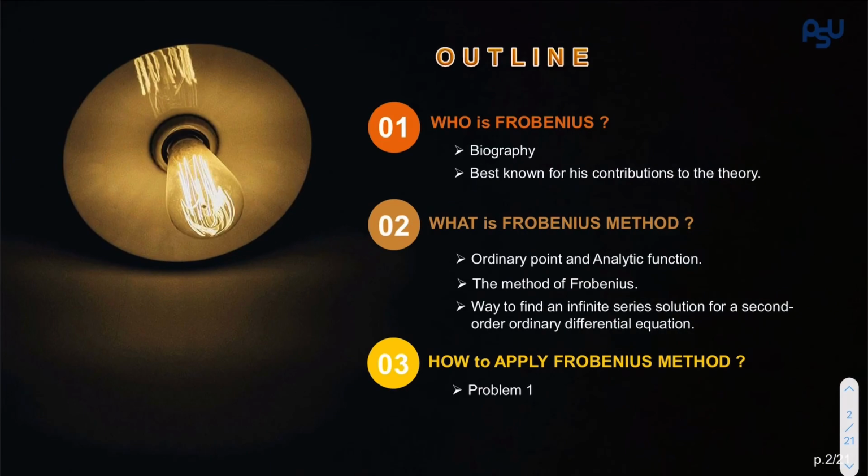Okay, in my presentation today, I'm going to explain Frobenius in three parts. Firstly, who is Frobenius? We talk about his biography and what he is known for in his contribution to the theory. And the second part, what is Frobenius' method? We talk about the ordinary point and analytic function, the method of Frobenius, and the way to find an infinite series solution for a second order ODE. And the last part of the presentation is how to apply Frobenius' method in problem 1.